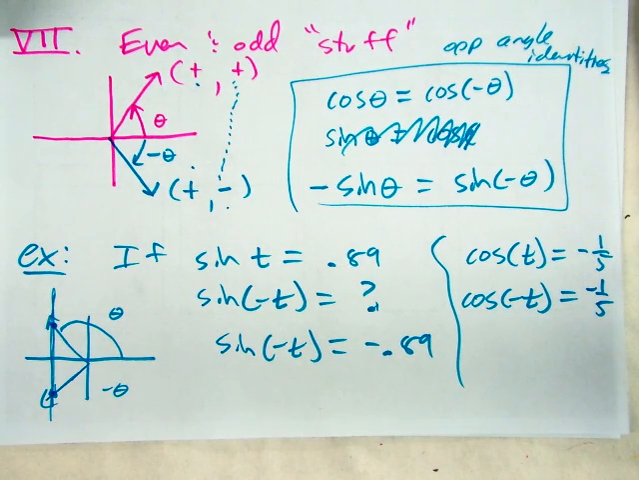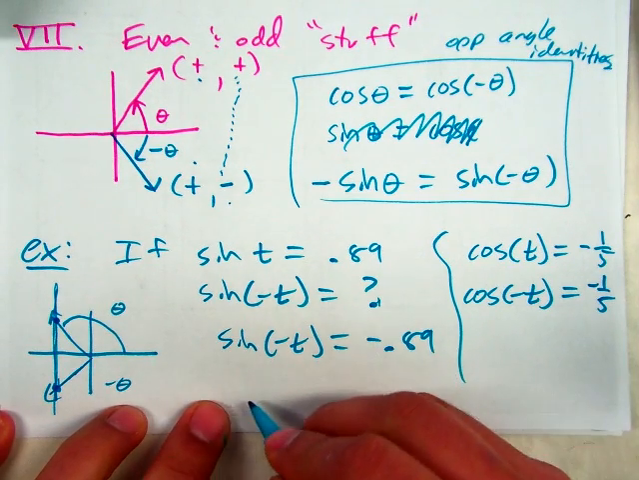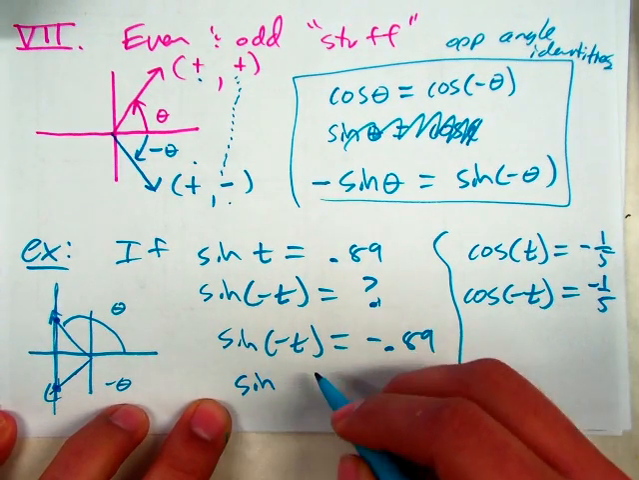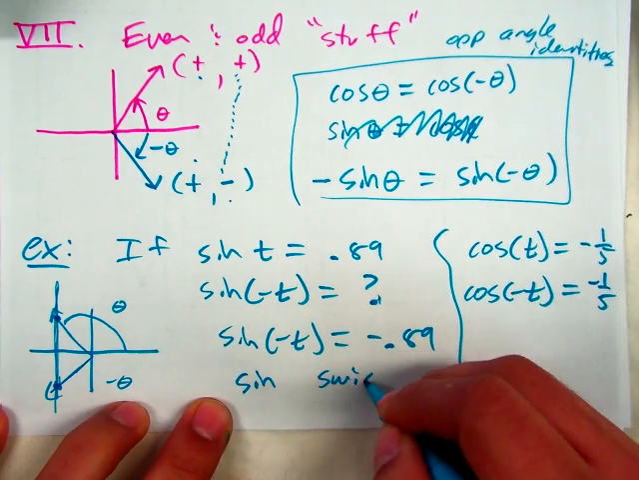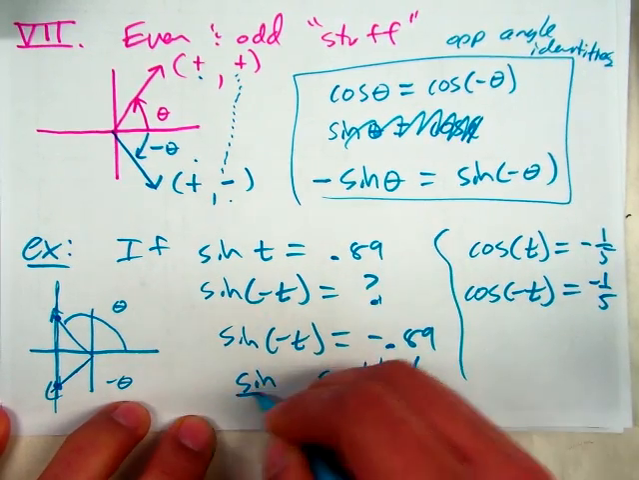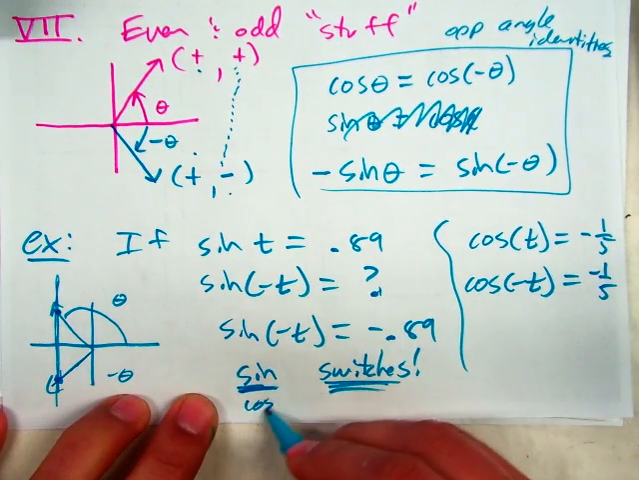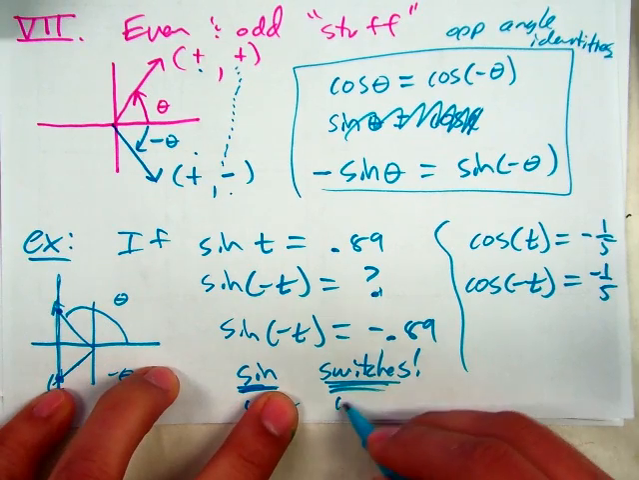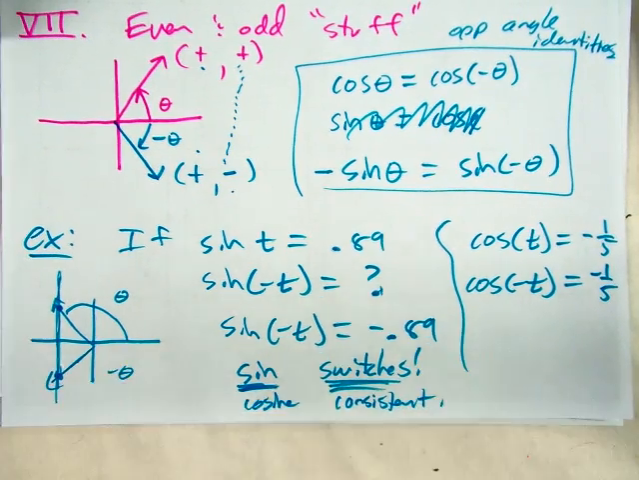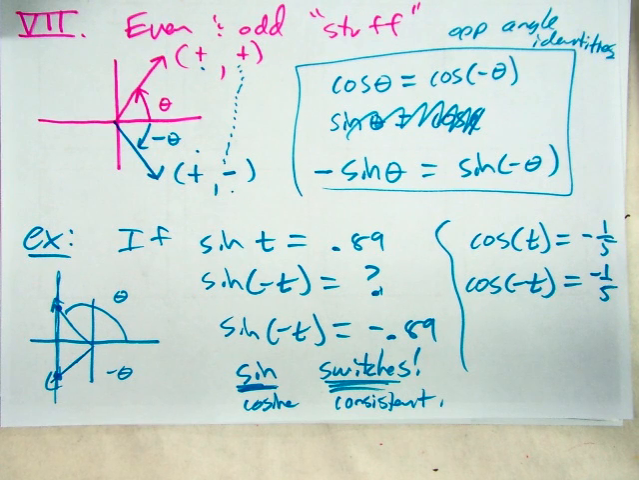So for the sine, it does change. Sine switches. Can you guys remember that? S for sine, S for switches. Sine switches. Cosine consistent. Consistent. You guys good? That's really cool, actually. Sine switches, cosine consistent. All right.